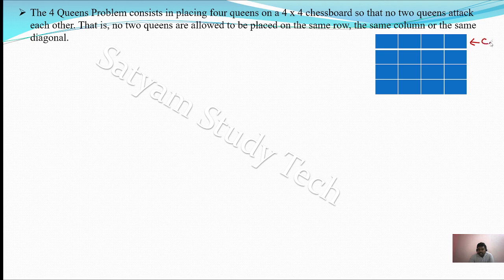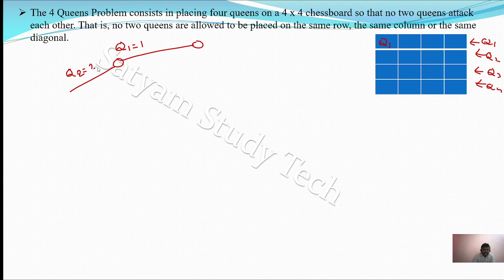Here Q1 is fixed in the first row, Q2 in the second row, Q3 in the third row, and Q4 in the fourth row. Now we can see here it is a root node. Q1 is placed in the first column, for example here. Now Q2 is placed in the second column, here.